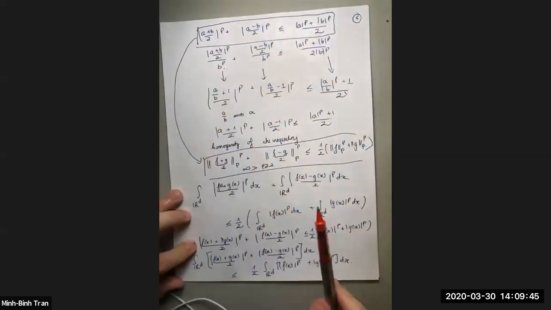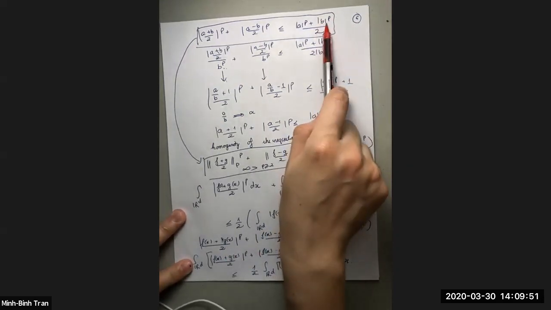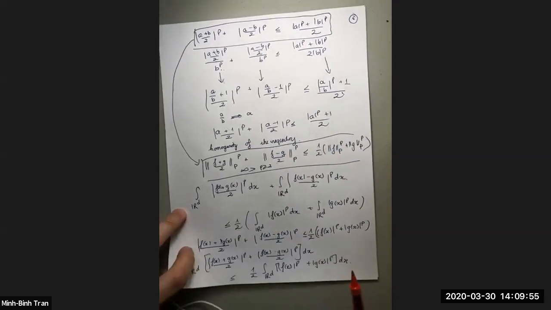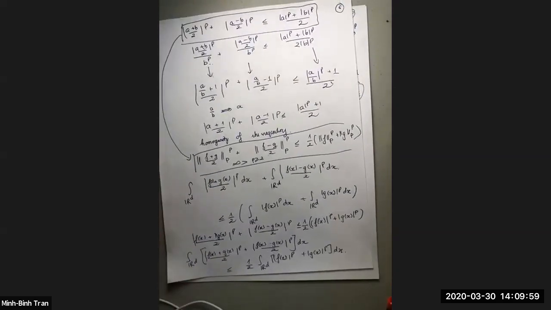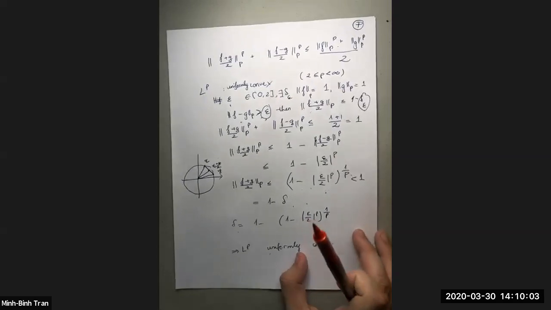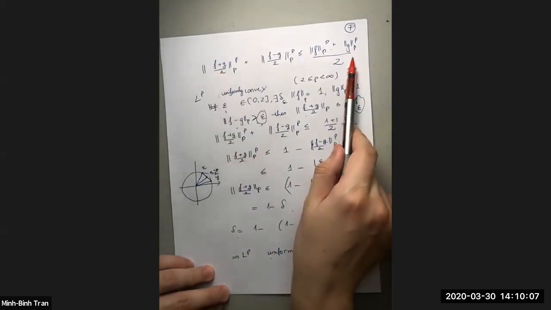So once you have this one, you replace each value of f(x) and g(x) into the inequality that you have here, and you integrate, and you get the inequality that we need, right? Any questions?